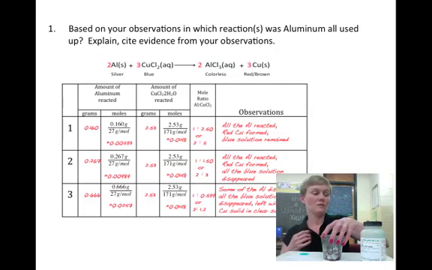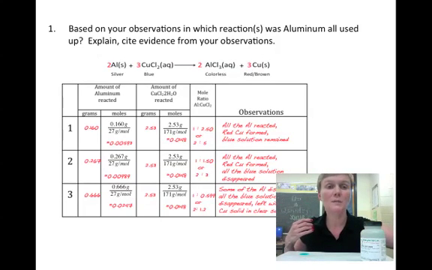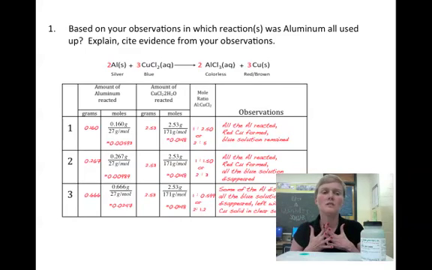Now, I'm back. I have your entire data table in front of me here. So, what I want you to do is try to look at this data and think about what happened and make some explanations. Based on your observations, in which reaction was aluminum all used up? I want you to explain and cite evidence from your observations. Go ahead and pause me and think about that and write an answer to this question on your handout. Then unpause me and we'll discuss it.